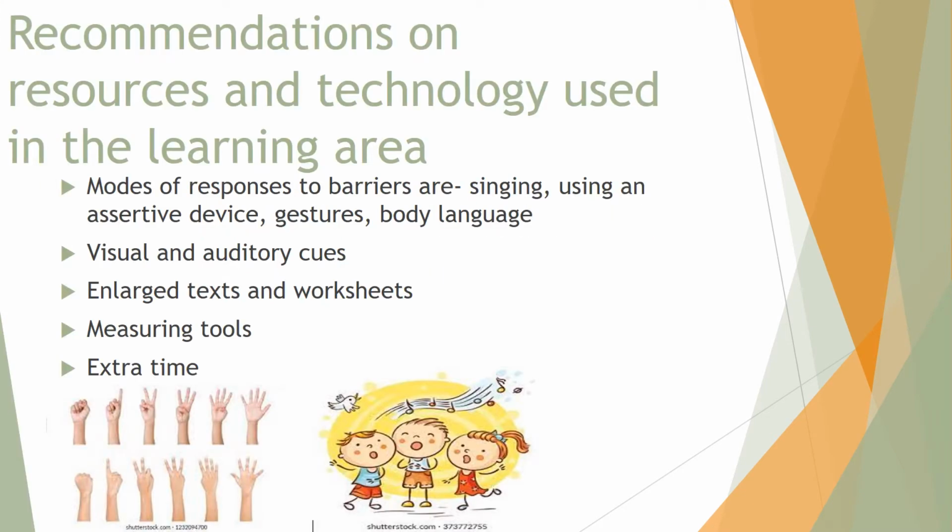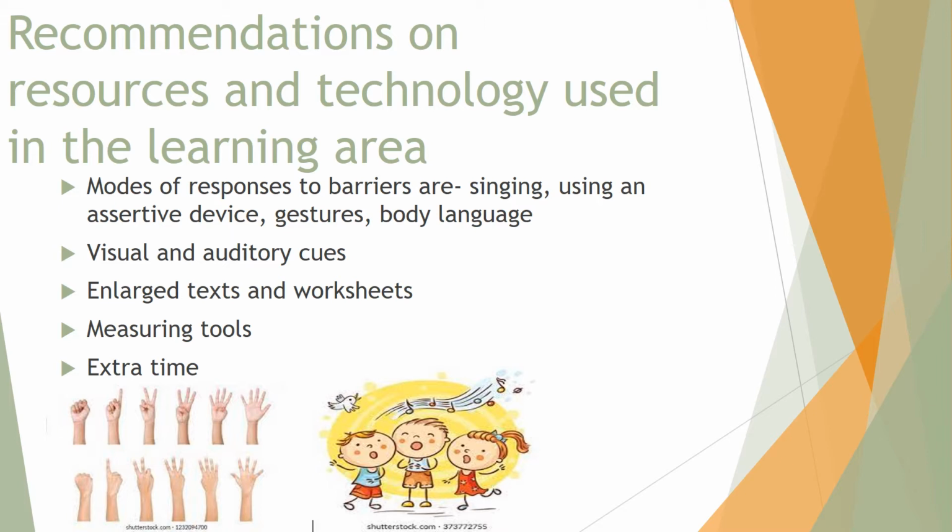There are many ways in which we can deal with different types of barriers. We can respond to them in a different way as an educator and help the learner to excel in school. We can use signing, assistive devices, gestures. Our body language needs to change. We need to try and use visual and auditory cues for our learners to be able to get them to be part of the lesson and to be able to educate and to teach them.